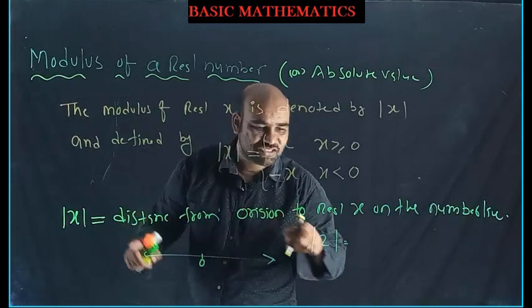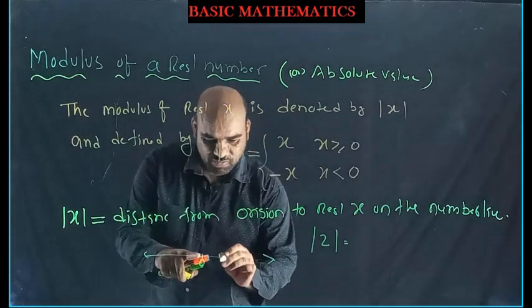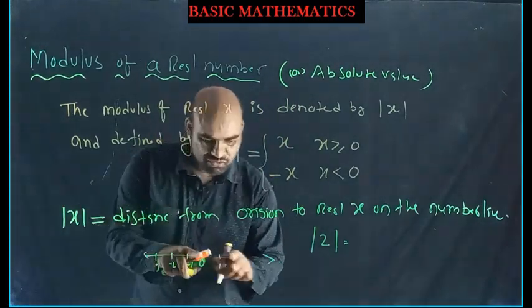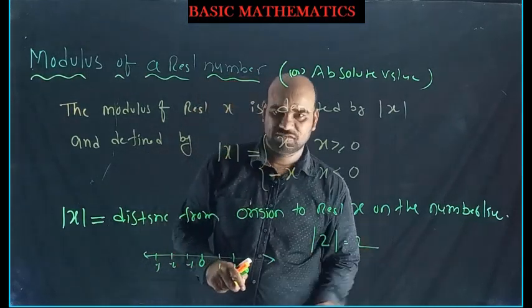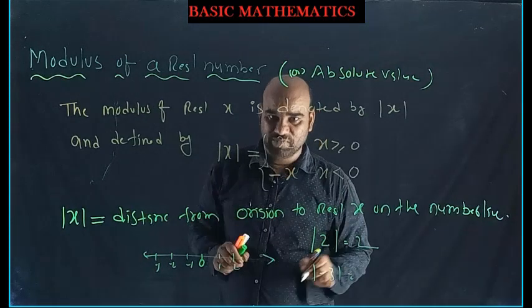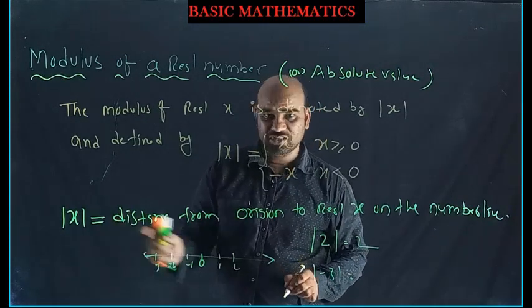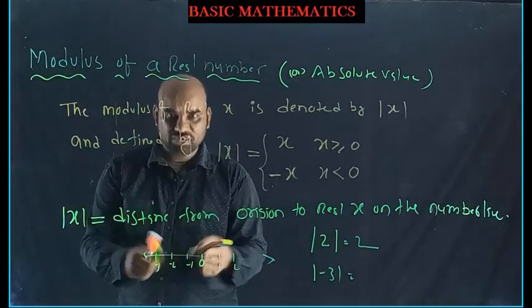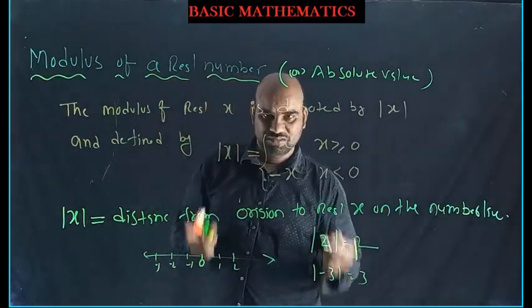According to this definition, it is the distance from origin to 2. Origin to 2 is 2 units. I can say 2. Modulus of minus 3, for example. According to the definition, distance from origin to minus 3. How many units? 3 units. I can say 3.